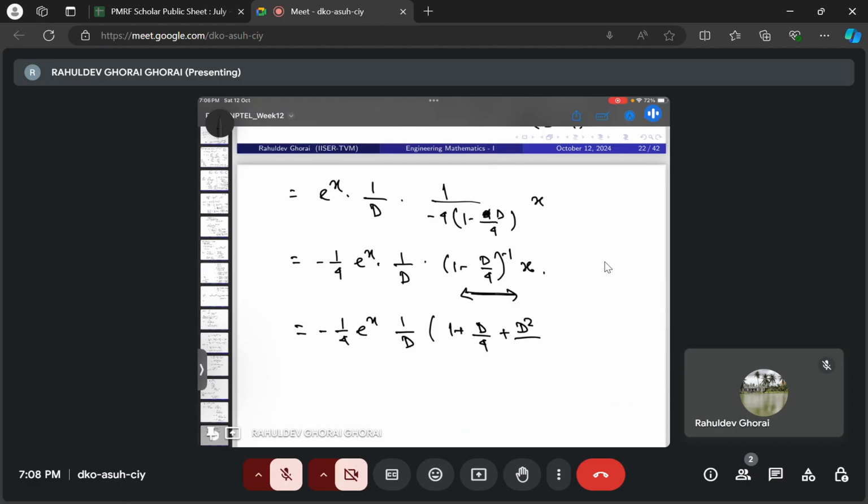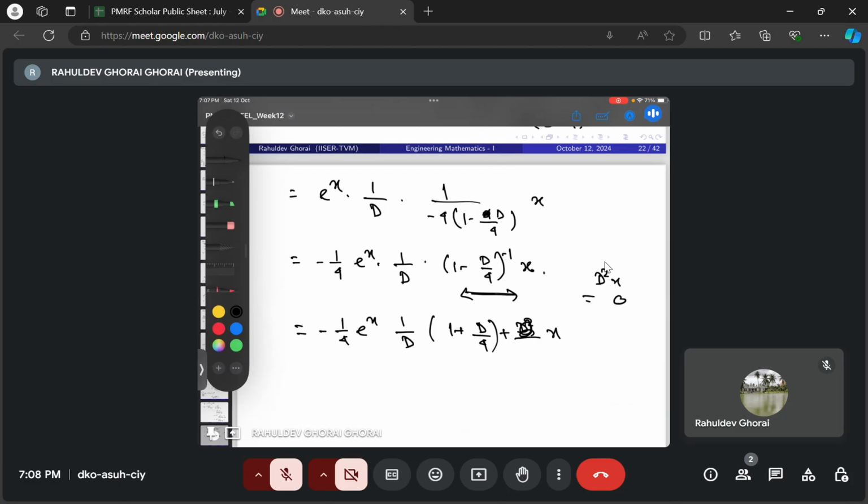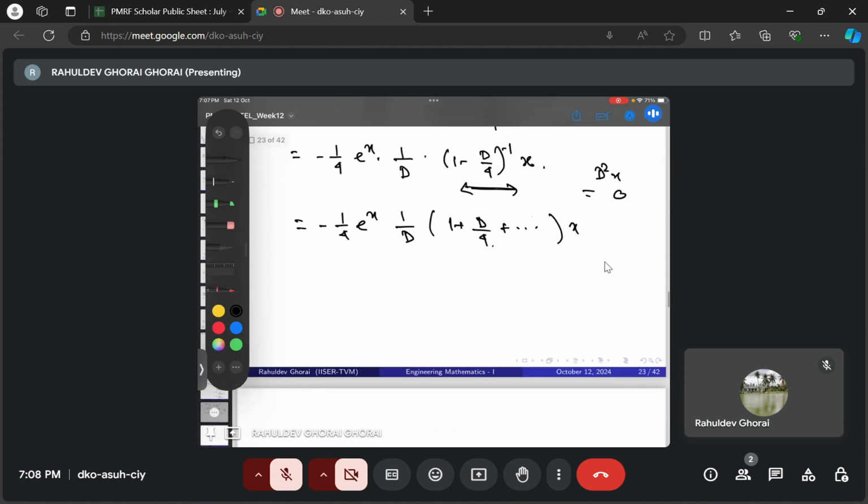All other terms we are not taking here, because D square of x will be 0, right? From D square onwards it will be 0, so we don't take those. So the first term itself we take, D plus 4, and the other terms are 0, so we don't consider those. That makes your life a little easier.